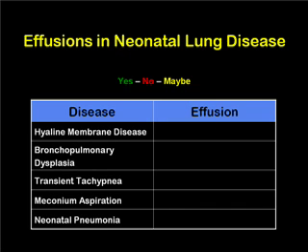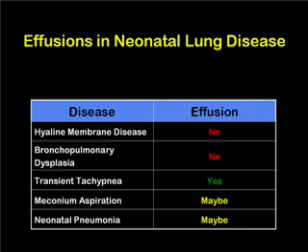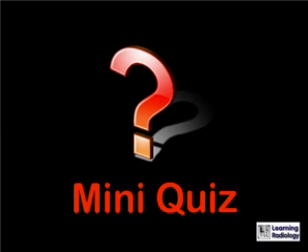If we look at pleural effusions in these 5 diseases, hyaline membrane disease usually does not have a pleural effusion. Bronchopulmonary dysplasia does not. Transient tachypnea does. Meconium aspiration may, and neonatal pneumonia may.